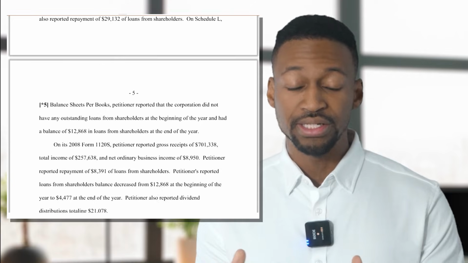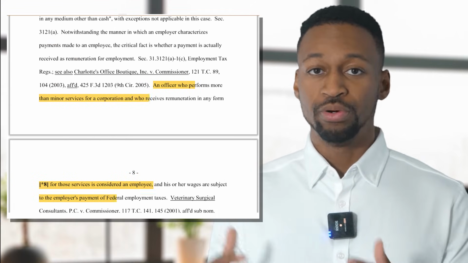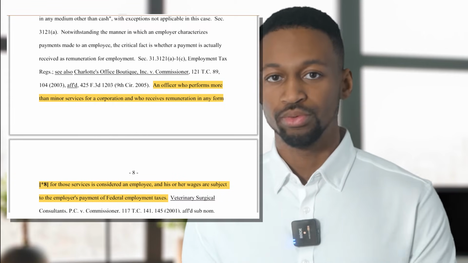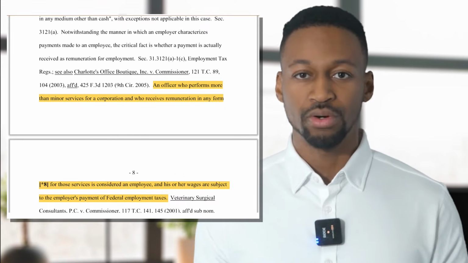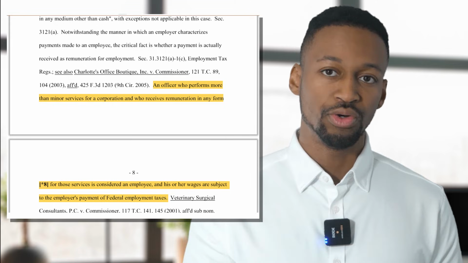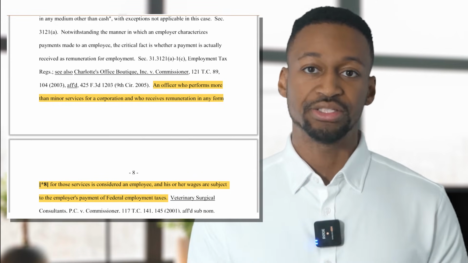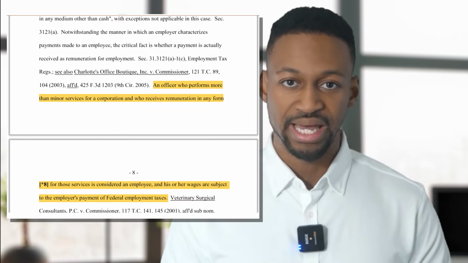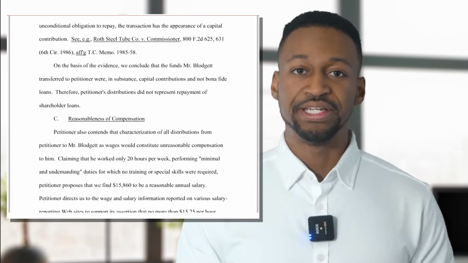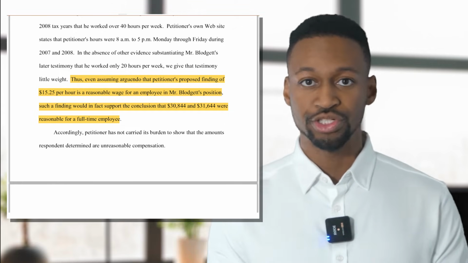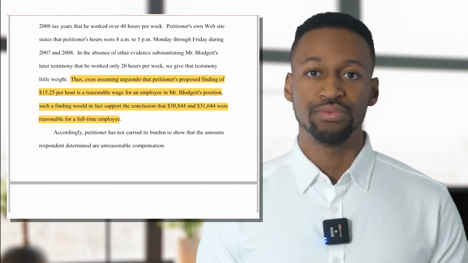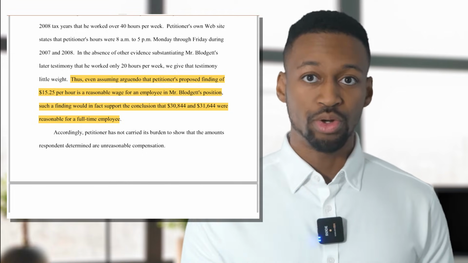However, the IRS spotted this, and the court found that any officer who performs more than minor services for a corporation and receives salary in any form for those services is considered an employee, and his or her wages are subject to employer's payment of federal employment taxes. In other words, the tax court decided his $31,644 distribution was instead a $31,644 salary because he was the sole employee responsible for all the business income, which means he now has to pay taxes on the $31,000 distribution and pay interest for not paying his taxes during that period. And look, I don't want that happening to you.